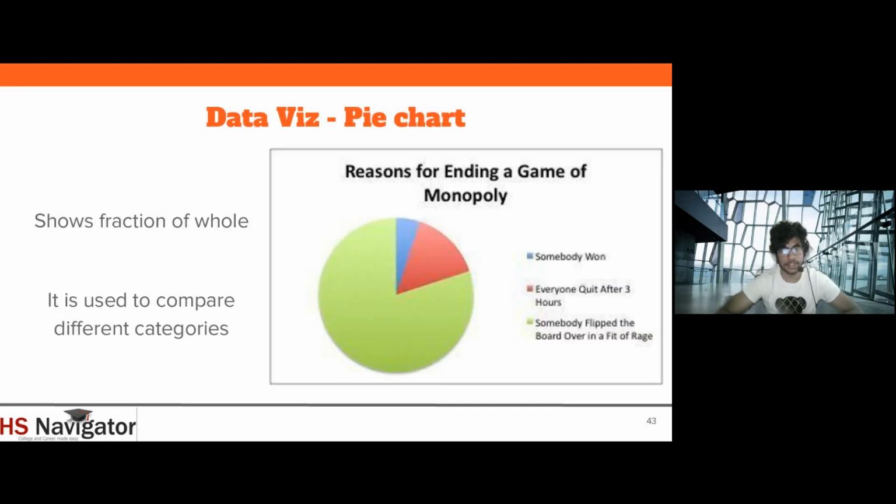Next, let's look at a pie chart. It shows a fraction of a whole, and it is used to compare different categories. For example, this pie chart shows the reasons for ending a Monopoly game, and this really small region of the whole shows the very few times that the game ends and someone wins. This slightly larger red region shows everyone quitting after 3 hours, and the majority of the time it shows somebody flipped over the board in rage.